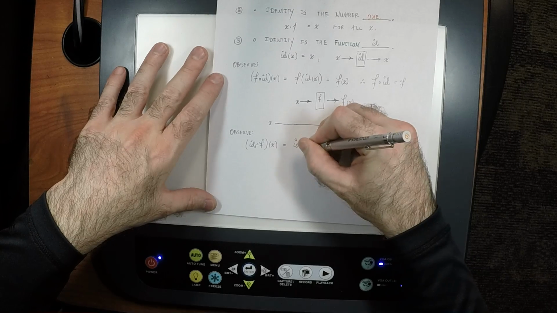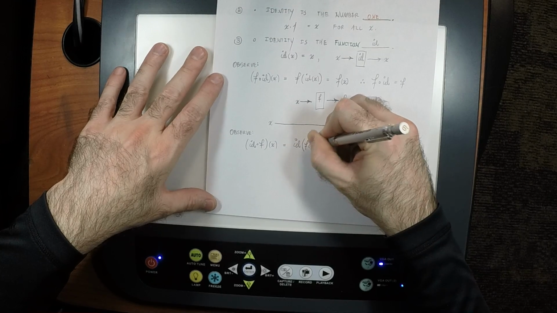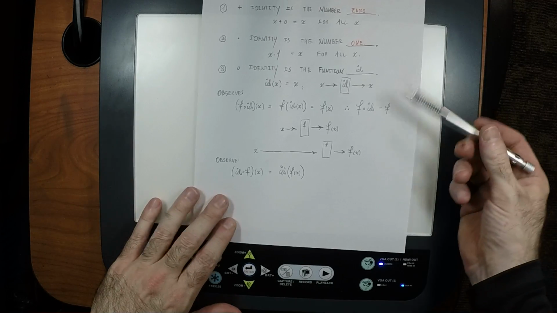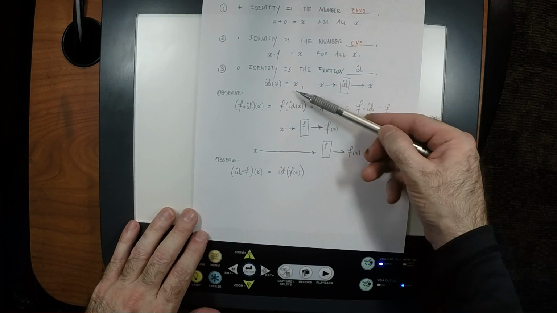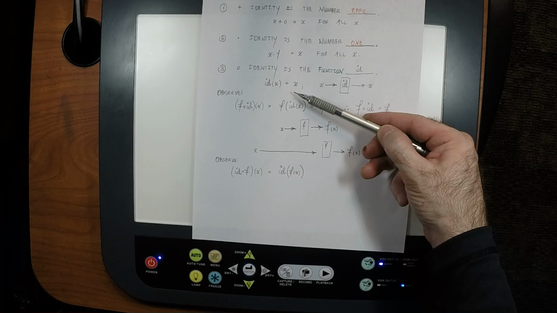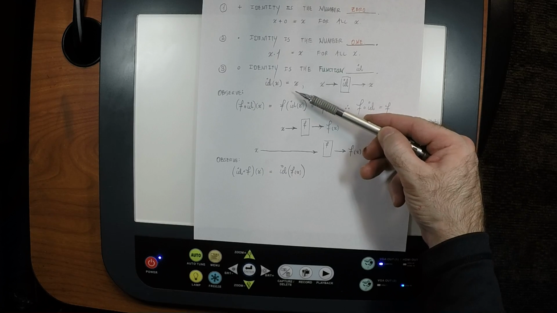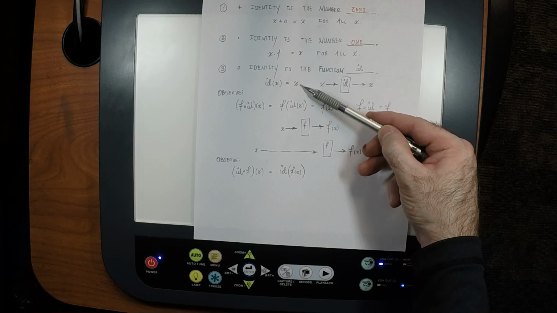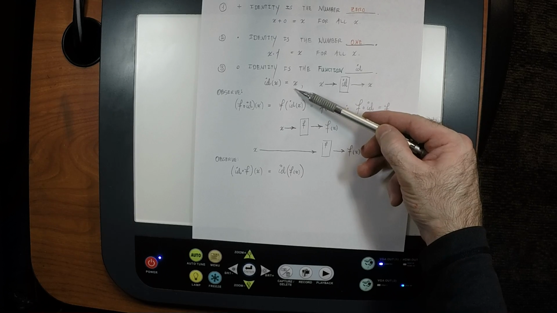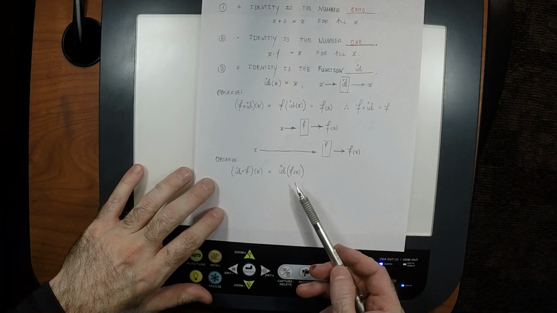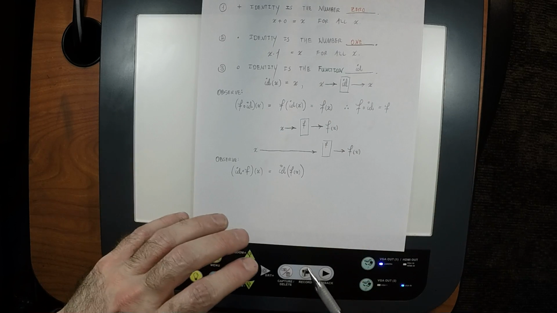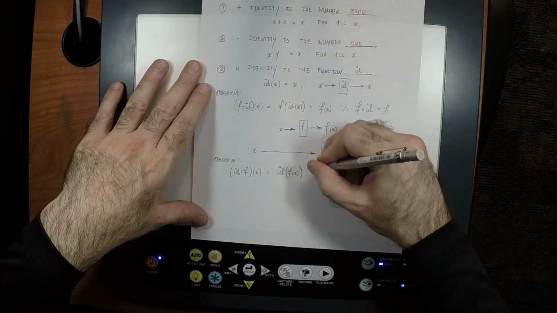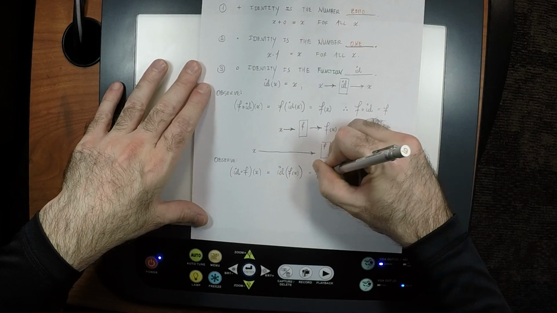Right? ID of F of X. You have to understand what the formula is. So there's the formula for ID. If you put an X in, an X comes out. If you put a 5 in, a 5 comes out. If you put an avocado in, an avocado comes out. So what are we putting in here? An F of X. So what comes out? F of X comes out, whatever that is.